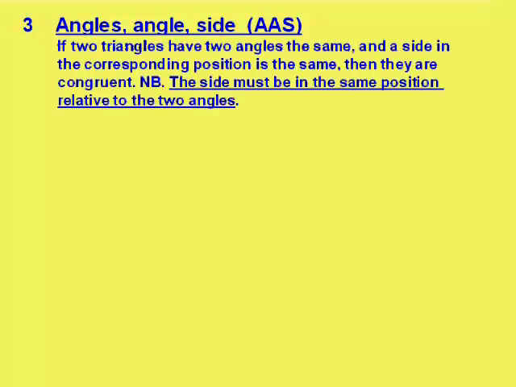This clip is the fourth in the series on congruent triangles and shows the third method, the method where you have two angles and a side: angle, angle, side, AAS. Now the rule is that if two triangles have two angles the same and a side in the corresponding position is the same, then they're congruent. But the side must be in the same position relative to the two angles.